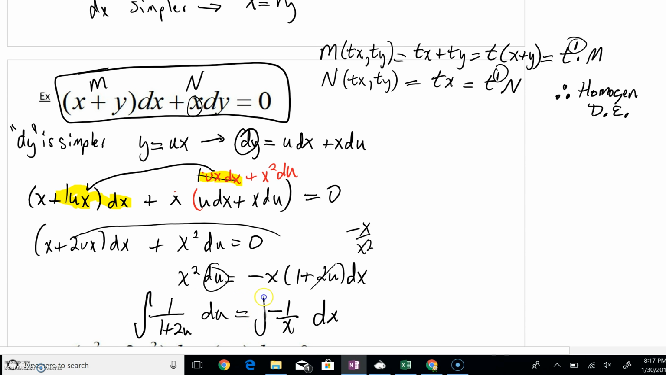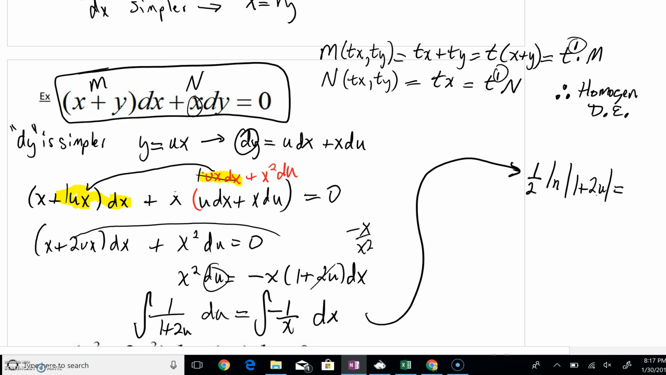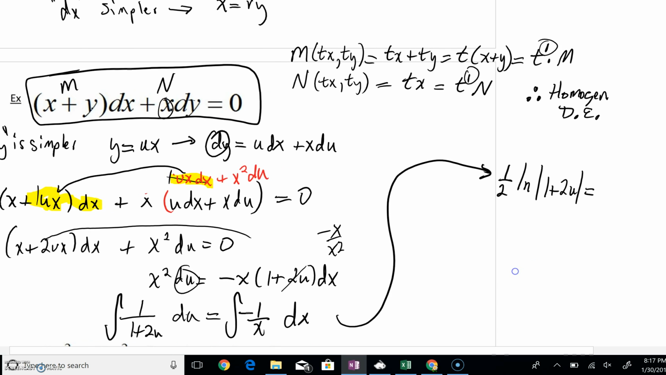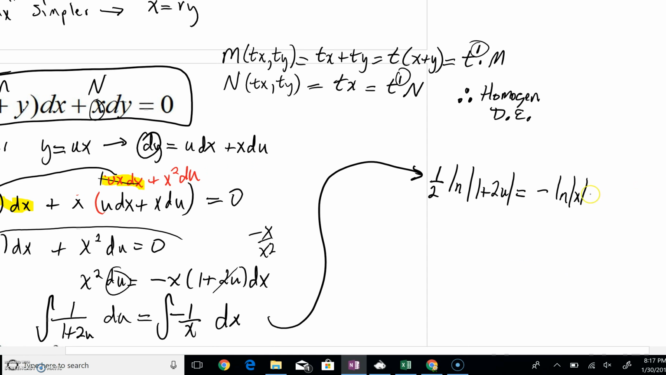And then we're going to integrate. And I'm going to continue my work off to the side here. As we integrate, you're going to have to reverse the chain rule. You'll have 1/2 natural log of the absolute value of 1 plus 2u. And on this right-hand side, we're going to have the negative natural log of the absolute value of x. And of course, we could even put in a constant here. Tell you what, you might as well even multiply by a 2 to get rid of that. And that would clean things up pretty fast.